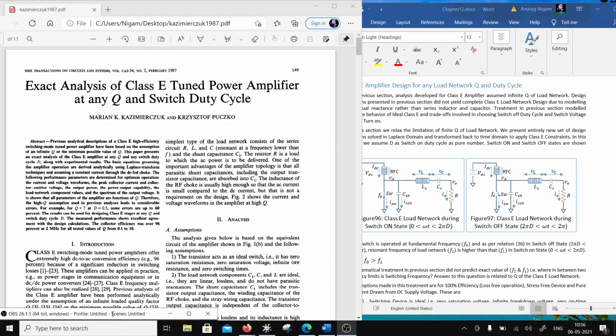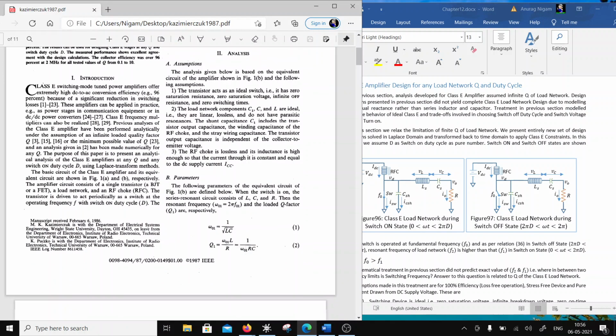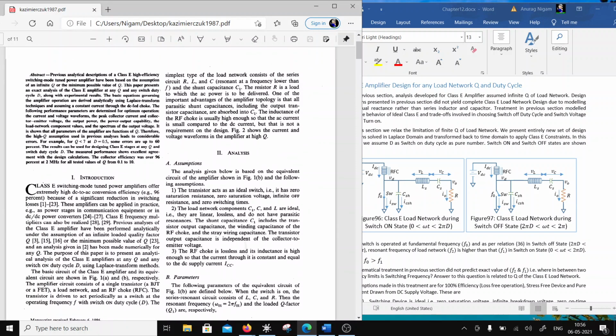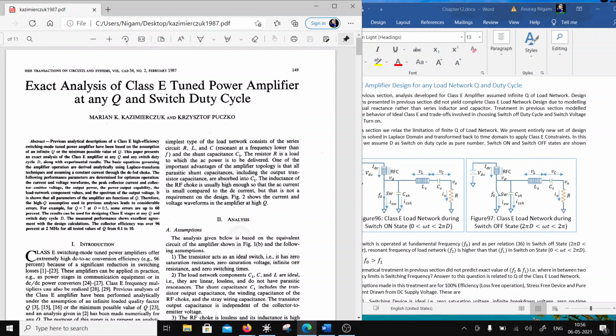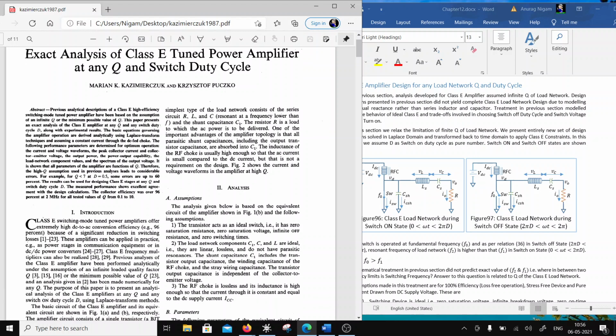We will discuss how this is done, and then I will implement it as a numerical solution. In this paper they are using the 2D Newton-Raphson method to solve the equations for class E, and from that they are designing a class E. I'm going to use another technique, which is called a graphical technique, to design a class E amplifier. So now let's get started.